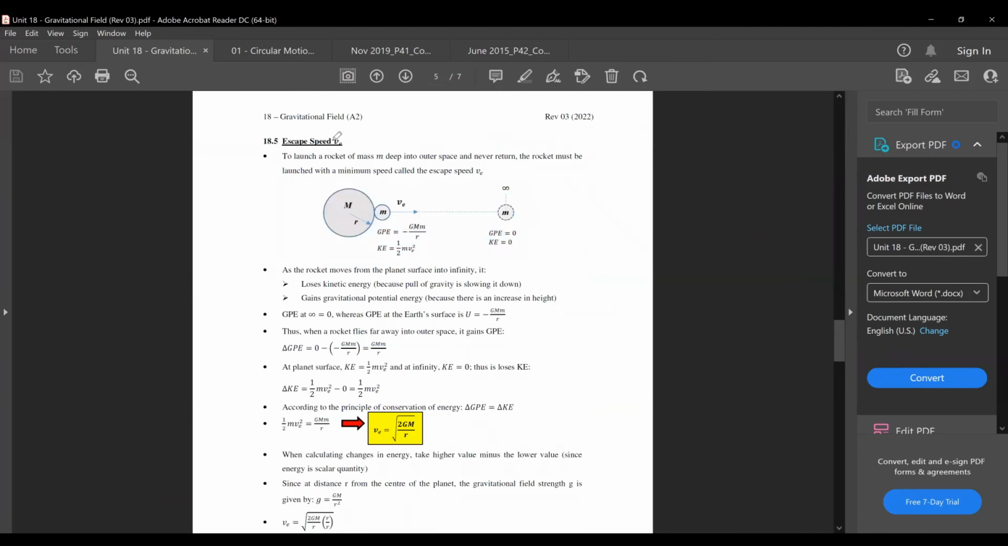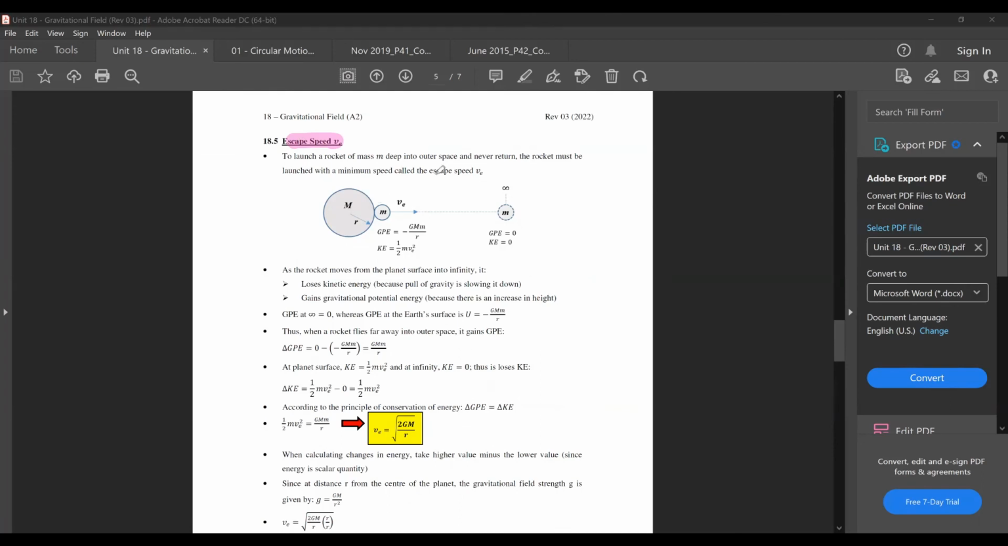Now, when we want to launch a satellite from a planet, let's just say, for example, this is our planet here. We want to launch some object far off into outer space. It could be a satellite, it could be a rocket, it could be anything. Generally when we want to launch an object out into outer space so that it never returns, the object must be launched with a certain minimum speed called escape speed. Okay, so if that object is launched with a speed less than this escape speed, it will never be able to escape from the gravitational field of the planet that it is on.